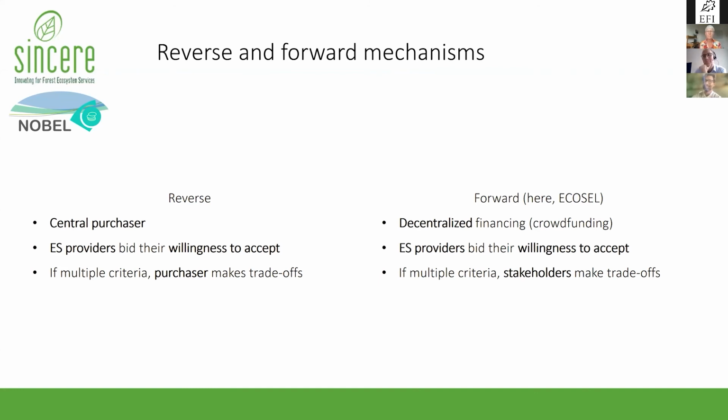Basically, the stakeholders are going to bid the highest amount that they're willing to pay to purchase a higher provision of ecosystem services. And by offering to pay different amounts for different combinations of services, they are making trade-offs themselves. So we can go to the next slide.